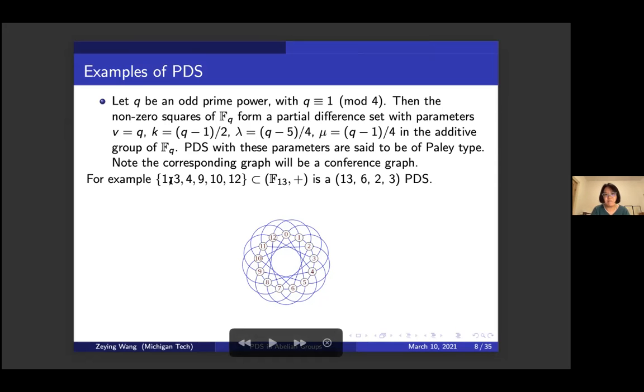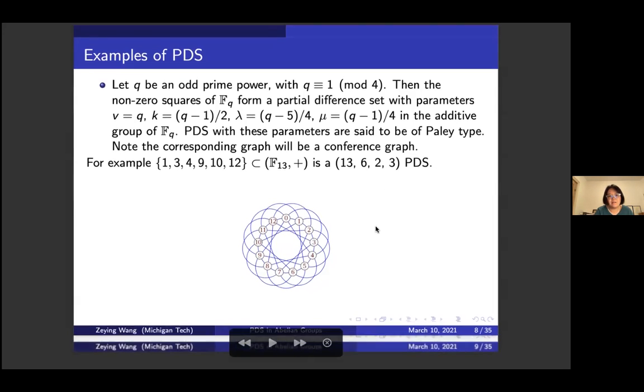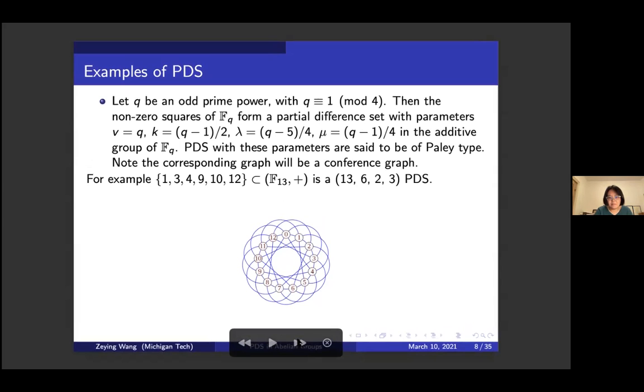Some of them are easy to tell are squares, right? 1, 4, and 9, that's easy to tell it is a square. And 3 is congruent to 16, and so it's also a square. So you can check all of them, they are squares, okay? So the graph below is the Cayley graph of this partial difference set, and it is a strongly regular graph with the same parameters, right? Okay, so that's the example.